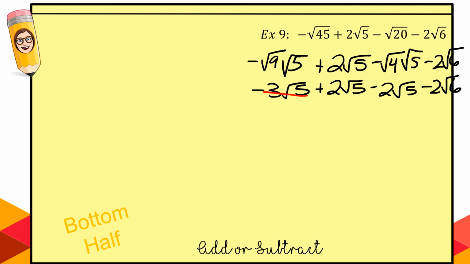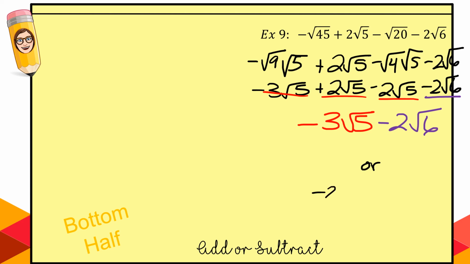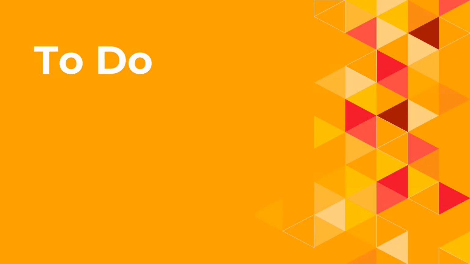Let's see what we can combine. I've got 5, 5, 5. I can combine those 3. Negative 3 plus 2 is negative 1. Negative 1 minus 2 is negative 3 radical 5s. I didn't use the last one, so it just hangs out next to it. And again, you could reverse this. You could say negative 2 radical 6 minus 3 radical 5.